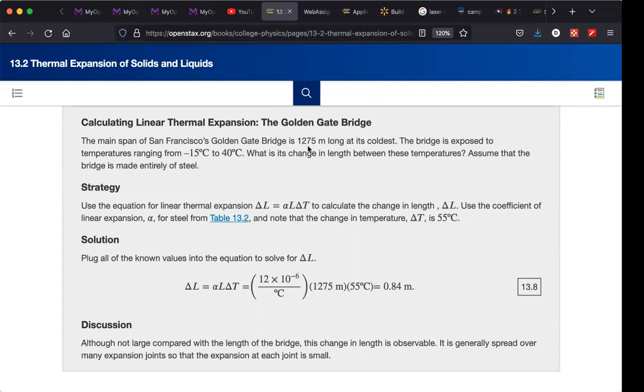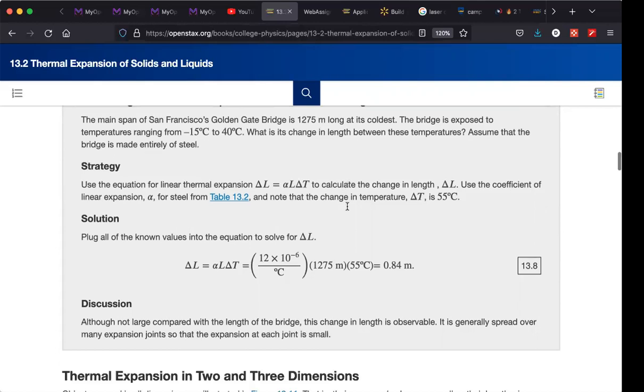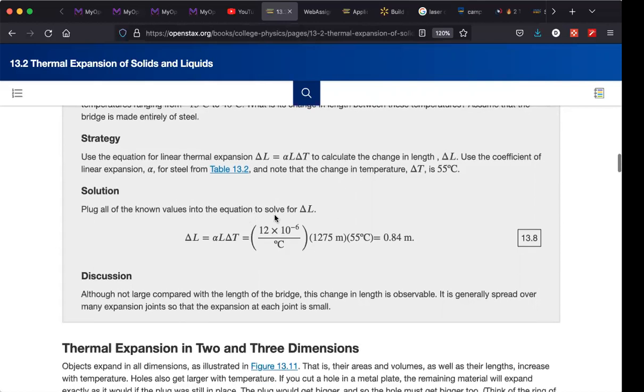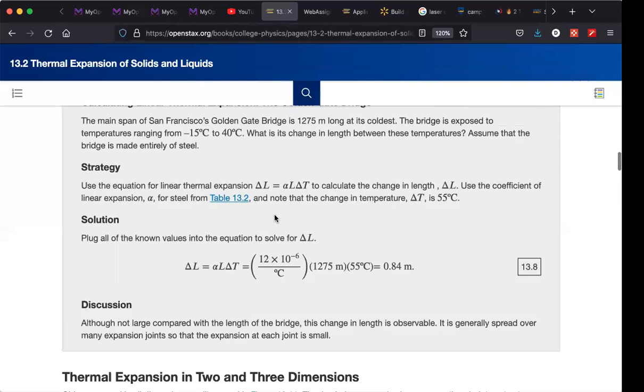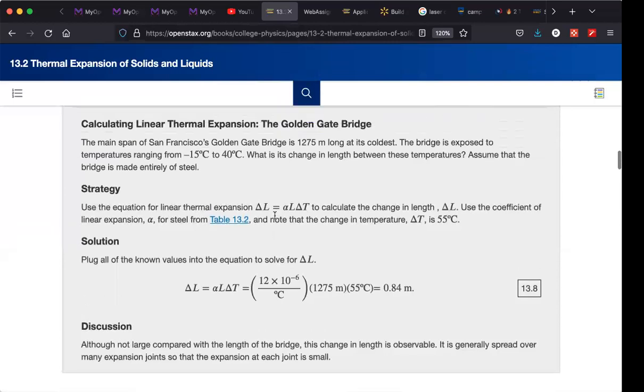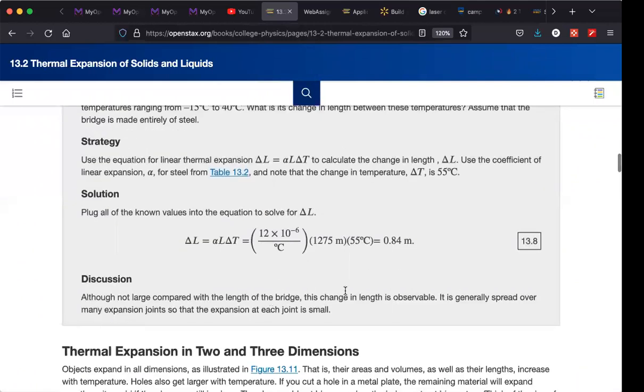Original length of the bridge is 1275. And we're going to use the coefficient of expansion for steel, which is, are they using steel or concrete? Yeah, they're using steel. So there it is right there. So they plug in those numbers and it's 0.84 meters, nearly an entire meter of stretch in that bridge as it goes from its coldest to its hottest.